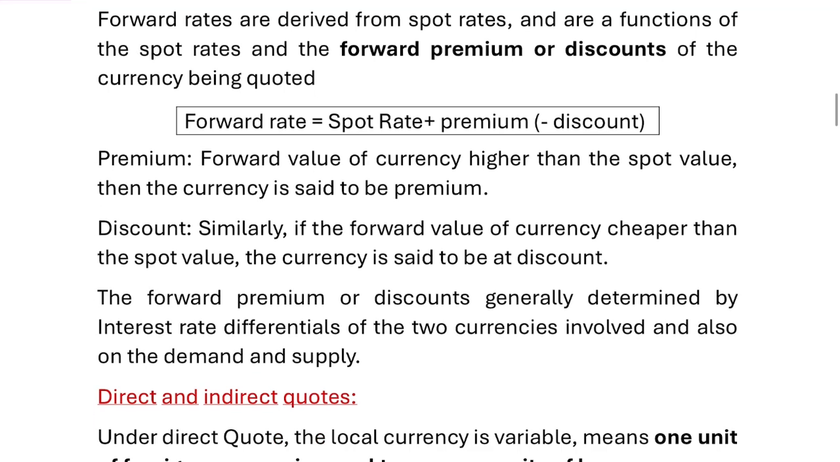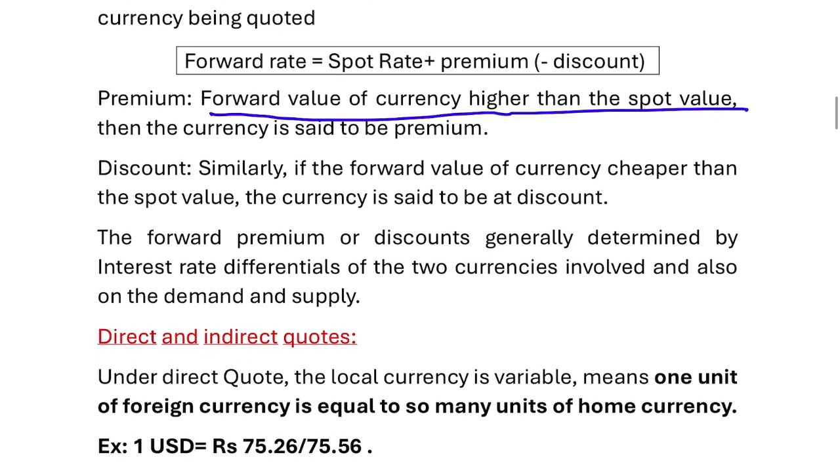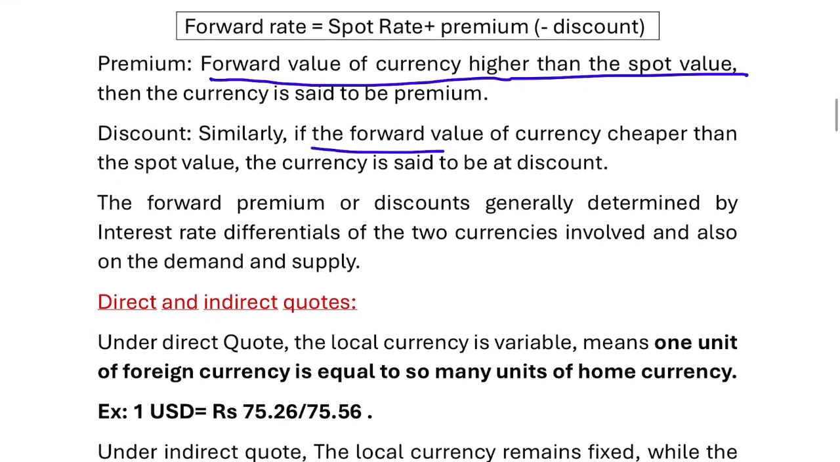Got it? What is premium? Premium means the forward value of a currency is higher than the spot value. They add some value and sell it to you. The added value is known as premium. Or else, if there is a negative sense in the currency, or the value is diminishing day by day, they may give some discount on the spot rate. That we call a discount. Similarly, the forward value of a currency cheaper than the spot value is a discount. Higher than the spot value is known as premium. Cheaper than the spot value is known as discount.